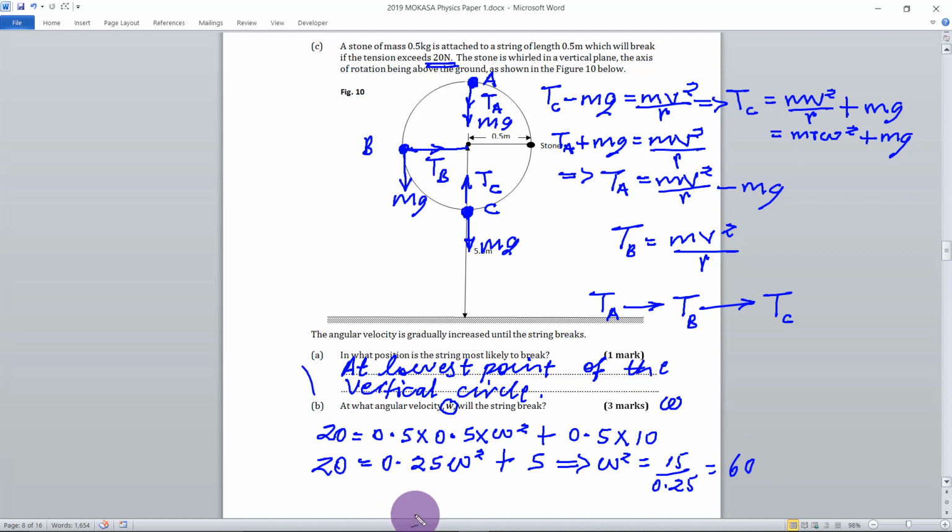And therefore, the value of omega is going to be equal to the square root of 60. And this gives me 7.75 radians per second. That's the value of omega.